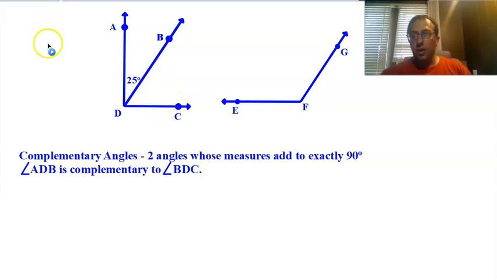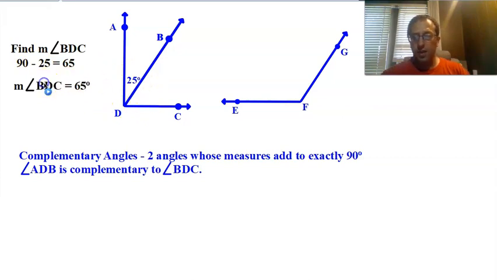So what can we do with that? Well, we can actually do a couple of things with that. We could find the measure of angle BDC. If I know that they're complementary, what does that mean? It means they add up to exactly 90 degrees. So what that means is 90 minus this 25 is going to equal 65. So the measure of angle BDC is going to equal 65 degrees.